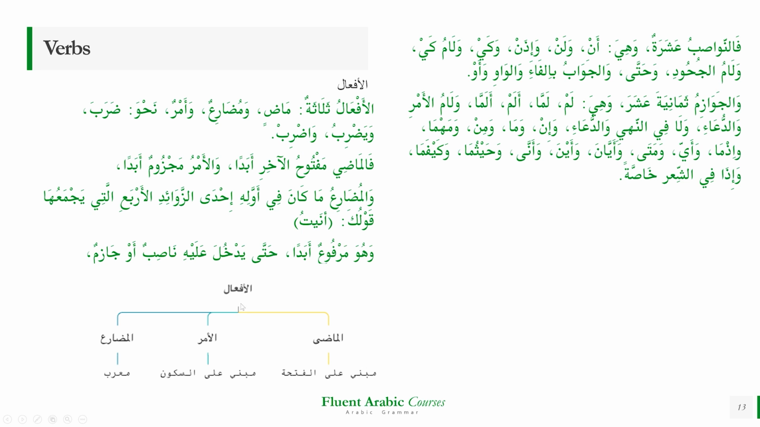Here you can see in this diagram what we talked about. The fi'al al-madi mabni al-fatha, it is fixed with the fatha at the end. Fi'al al-amr mabni al-sukun, it is fixed with the sukun at the end. And finally the fi'al al-mudari', it is mu'arab, it has changing word endings. And we just mentioned the rules for the mudari'. Now let's look at the nawasib and the jawazim, the particles of nasb and the particles of jazm.